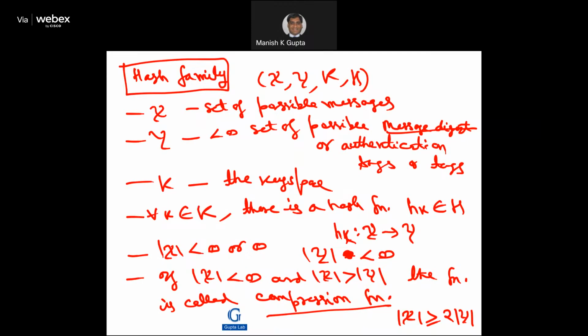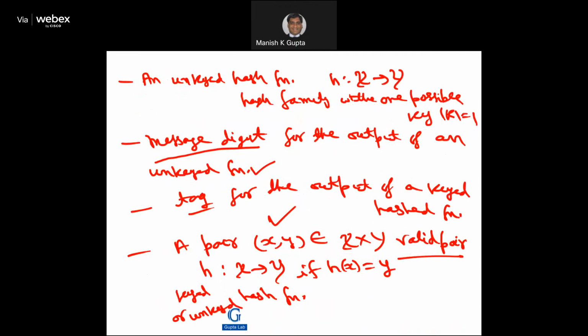So formally, a hash family consists of a set of possible messages, capital X, a finite set of possible message digests or authentication tags, capital Y. K is the key space, and for every key in the key space, there is a hash function HK. Now the size of X could be finite or infinite, but the size of Y is always finite. Okay. Under these conditions, this function is known as a compression function. Okay, so we talked about these things. I'm just recalling a few basic facts.